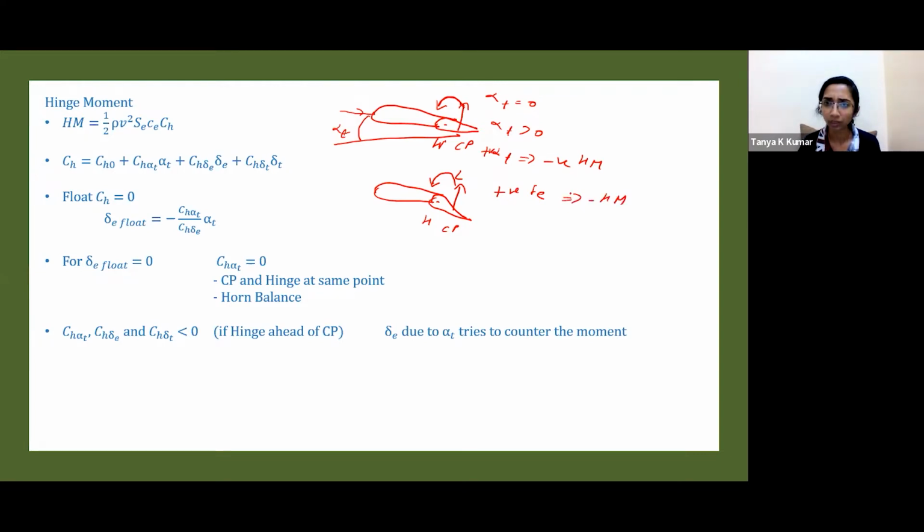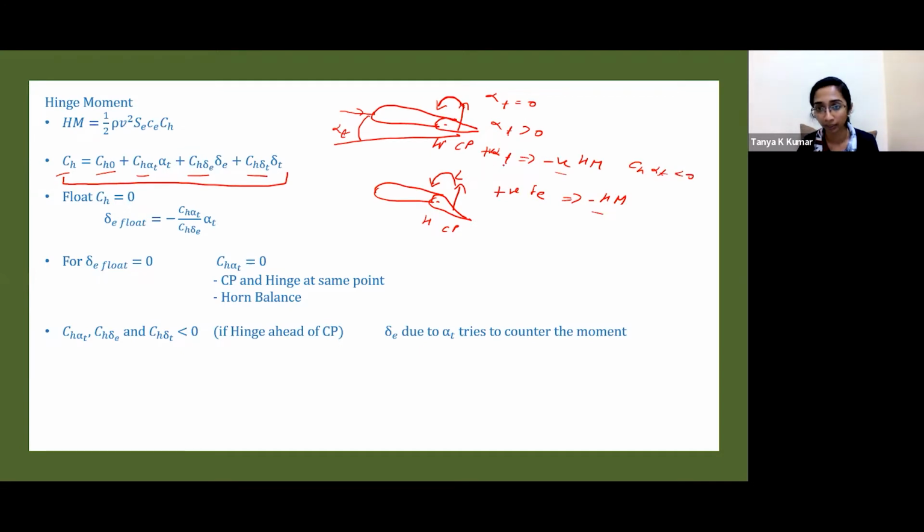Okay. So what this implies is that both the quantities in this equation, our linear approximation of hinge moment coefficient. CH is the hinge moment coefficient. CH naught is the intercept. CH alpha T, CH delta E, CH delta T are derivatives. So what these two conditions indicate is that CH alpha tail is less than 0.